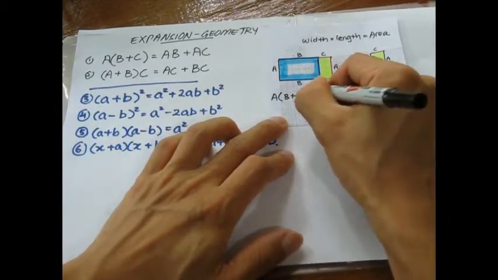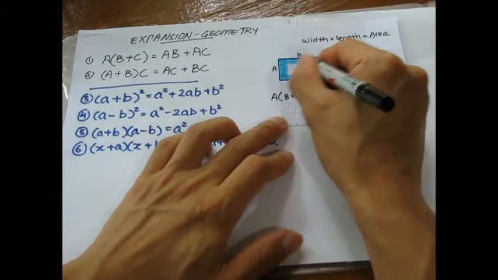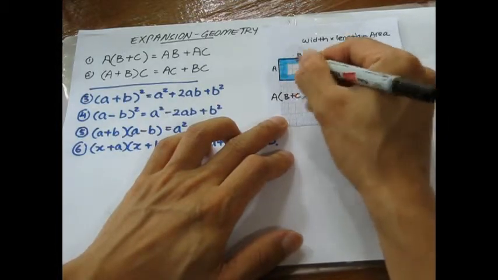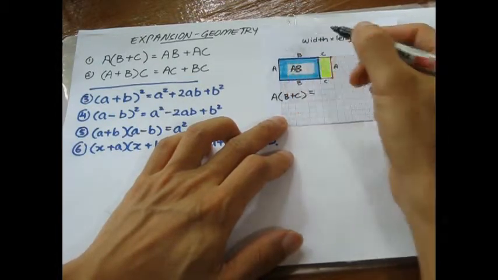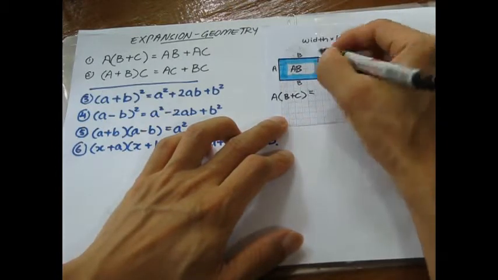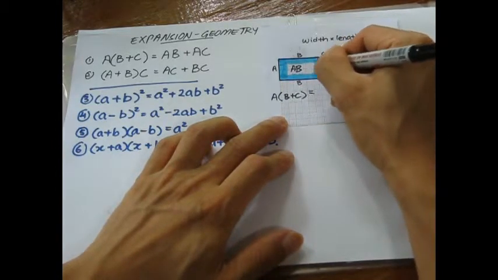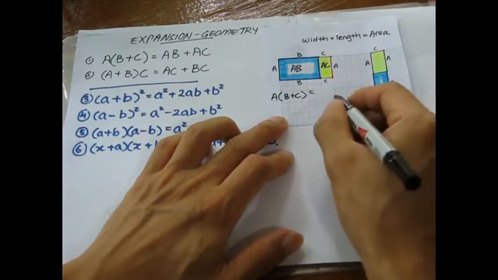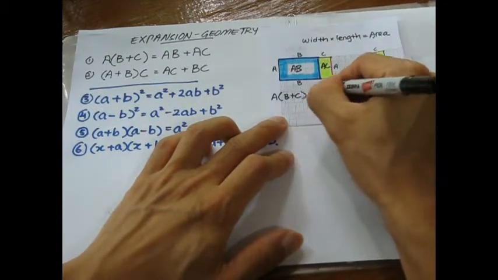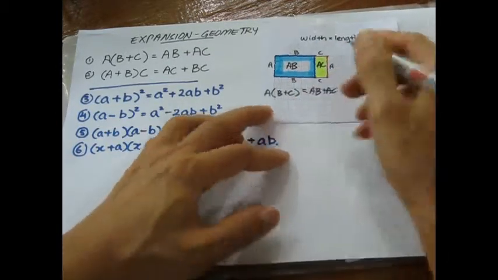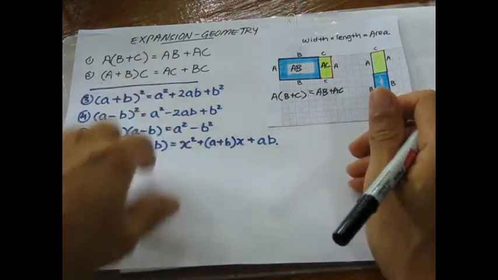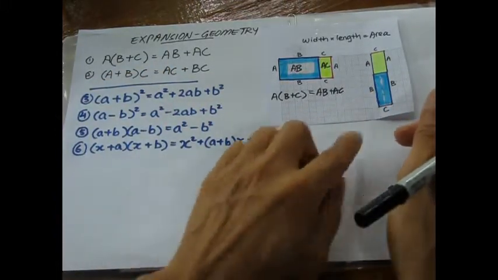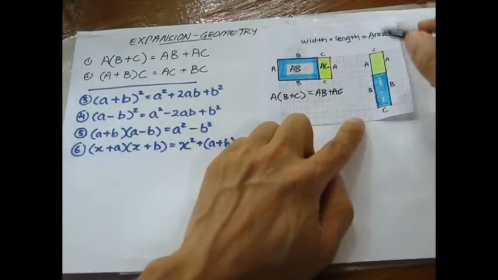You can see that this is equivalent to the area of the broccoli plot, which is A times B, and the area of the carrot plot, which is A times C. So the total area must be AB plus AC. Thus, our equality here. And we can also think about the second one like this.